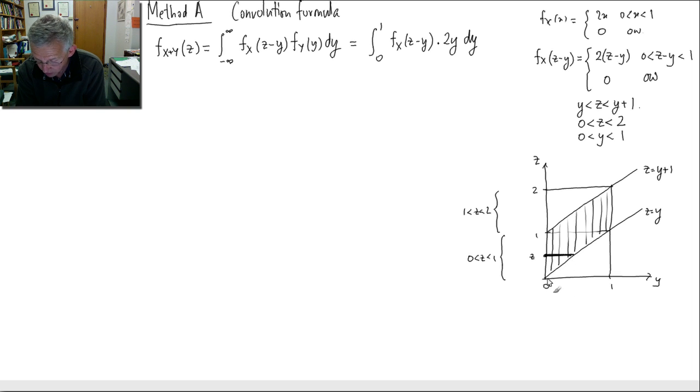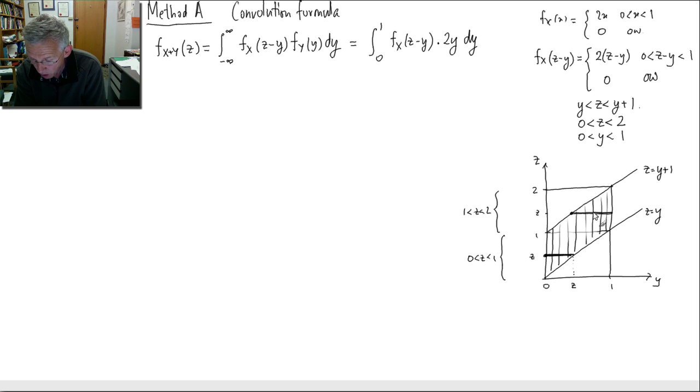So y has to vary between 0 and this value here, which is indeed z, because that's the line where z is equal to y. But if z is fixed between 1 and 2, say the z value is here, then you can see that I can't have too small a value of y.